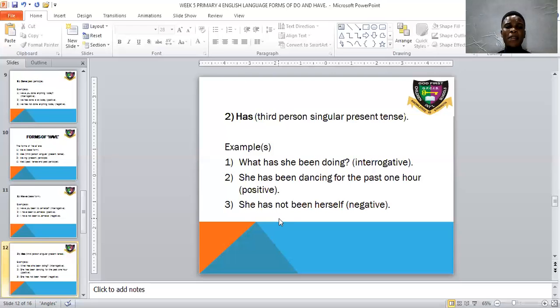So now, after telling me that she has been dancing for the past 1 hour, which is a positive statement, you went further to tell me that she has not been herself. That is a negative statement. That is, she has not been herself. So the not there is making the statement what? To be a negative sentence. Is that taken? Good.